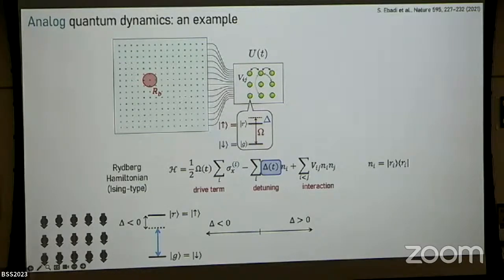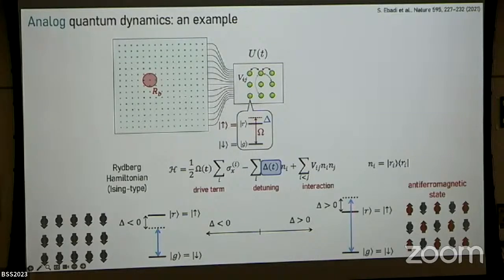But if you tune delta to large and positive detuning, like this, then if you look at the Hamiltonian here, this term is negative. So what you want to do to minimize the energy is to maximize the number of atoms in the Rydberg state, right? This term here is like a chemical potential. So in this situation here, where the blockade looks like this, you cannot excite the four nearest neighbors.